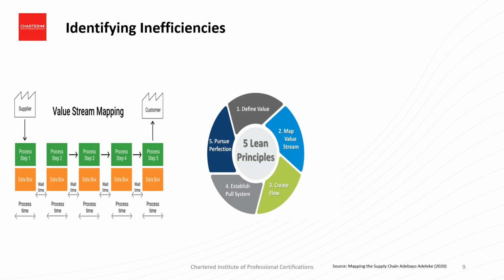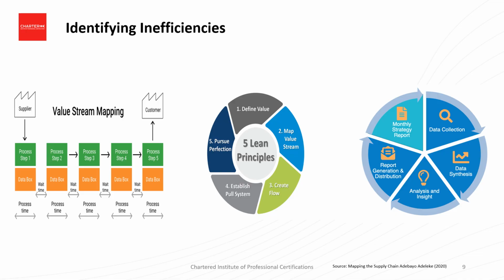We can also identify inefficiencies by using lean principles. Now, lean methodology focuses on eliminating waste and non-value added activities from the supply chain. It involves analyzing each step in the process. In that way, you can identify the sources of waste and implement strategies that would streamline your operations and make it more efficient and effective.